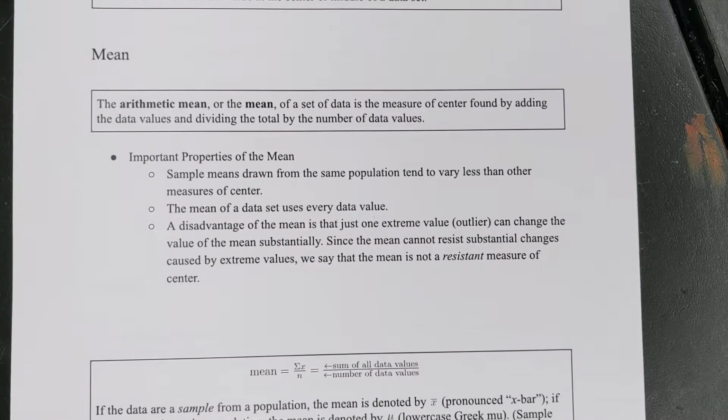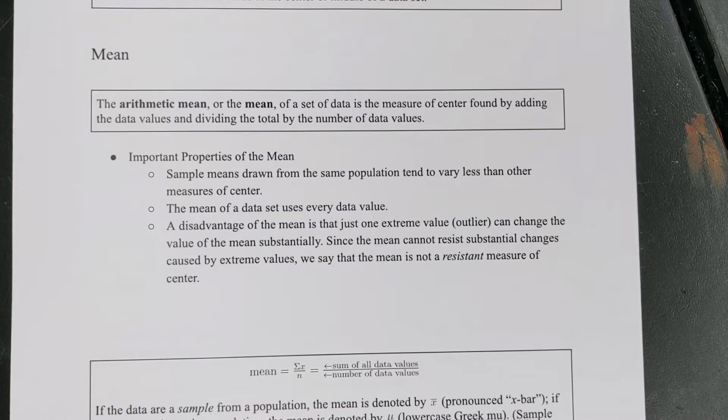Sample means drawn from the same population tend to vary less than other measures of center. What that means is if I have a large population, say 100 or so people, and I take groups of 15 of them out and calculate the average for just those 15 people, the averages for those randomly selected groups of 15 should be relatively close to each other. They shouldn't skew very far greater or less than. The second property is that the mean of a data set uses every data value, so you have to include every number.